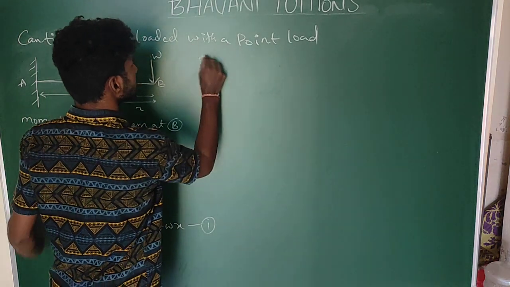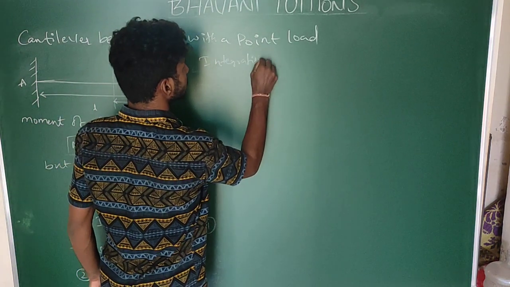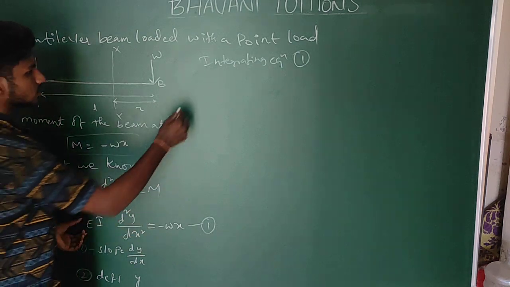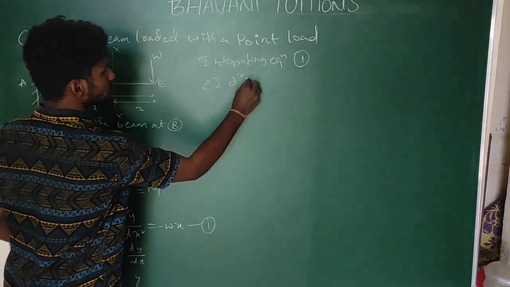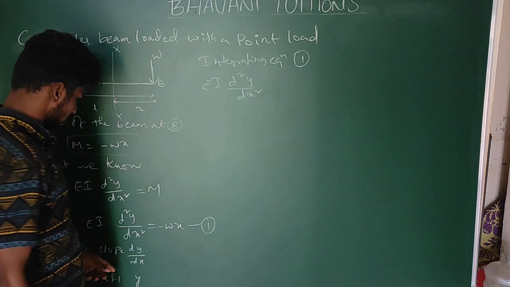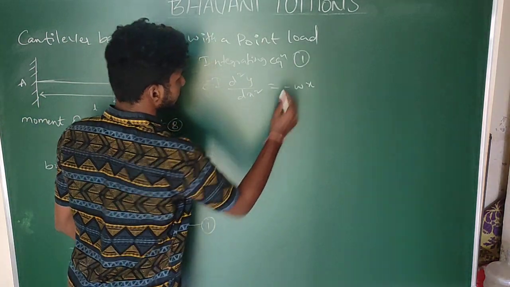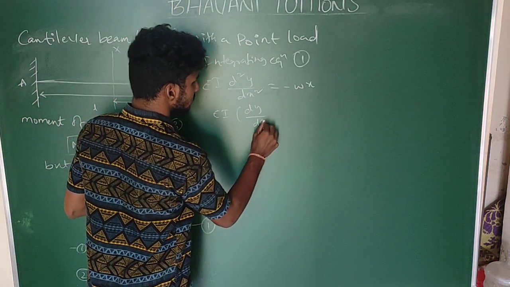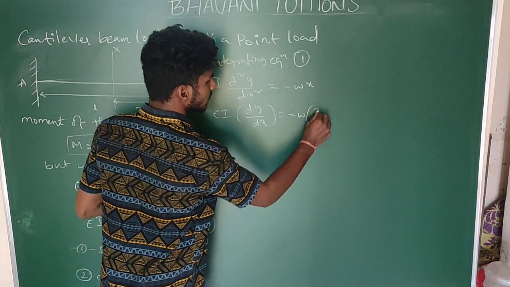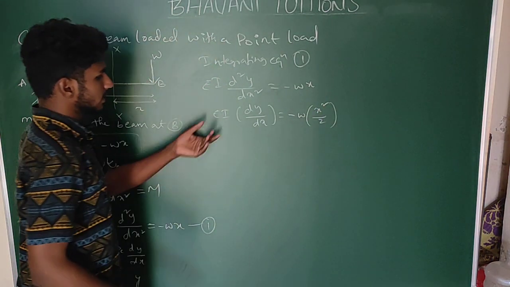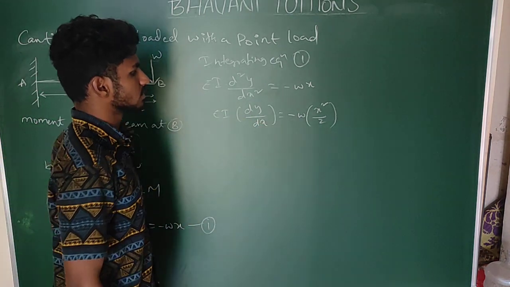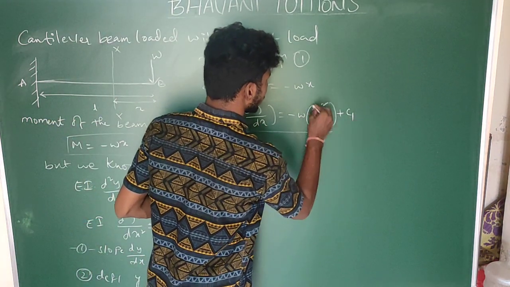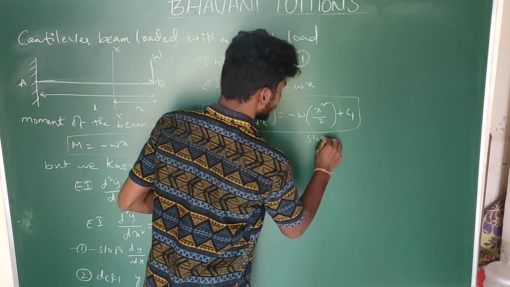Integrating equation 1, what do we get? EI d square y by dx square is equal to minus Wx. If you integrate this equation, what will we get? EI dy by dx is equal to minus W into x square by 2, right? EI dy by dx is equal to minus W x square by 2, plus the constant C1. So this is our slope equation.